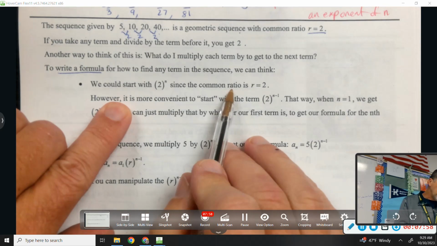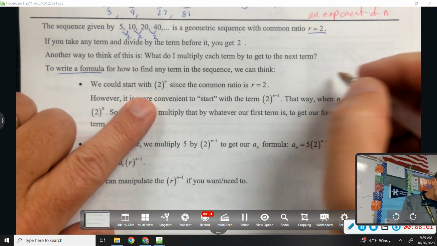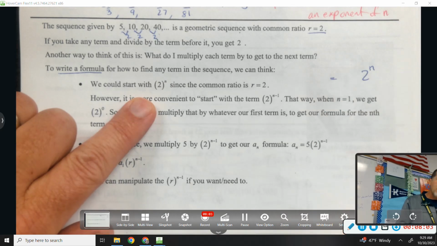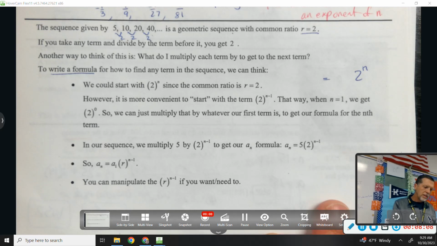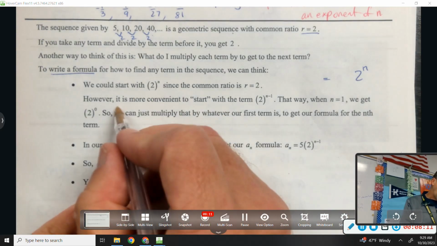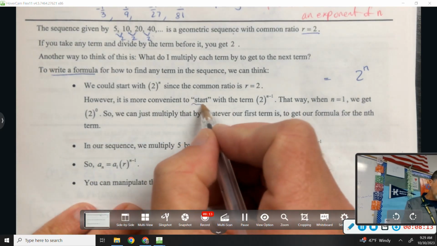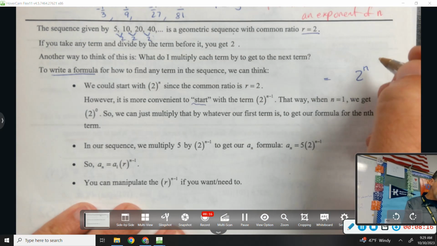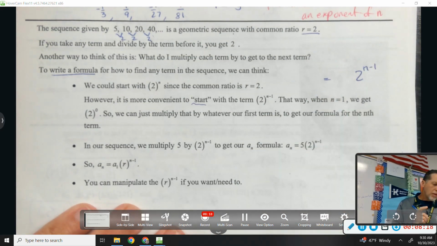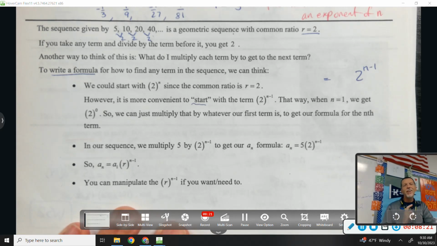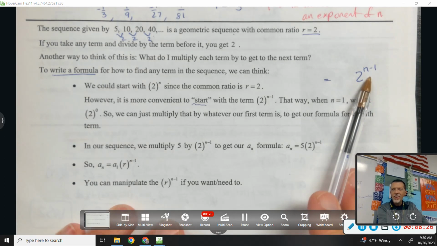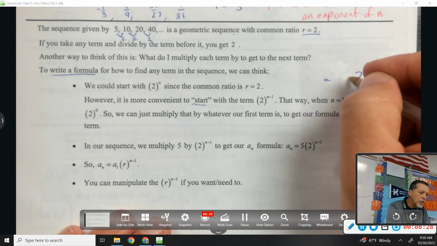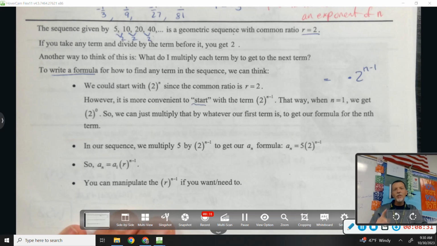Okay, we know the common ratio is 2, so I know I'm going to have 2 to the n somewhere in my formula. However, it is more convenient to start, in quotes, with the term n minus 1, because if you plug in 1, what's 2 to the 0? 1, and so your multiplier is 1. It makes getting your first term super easy if you use n minus 1.